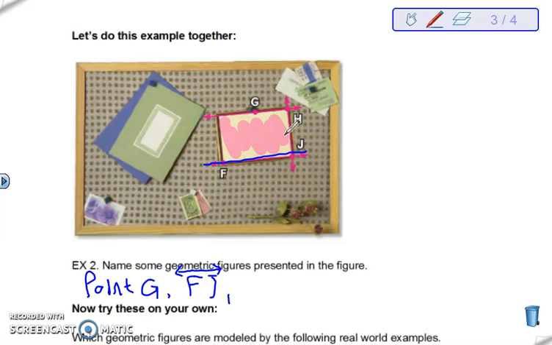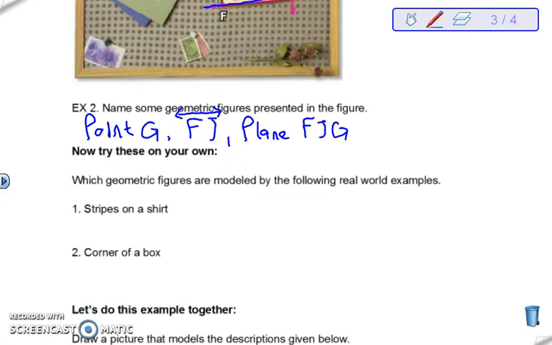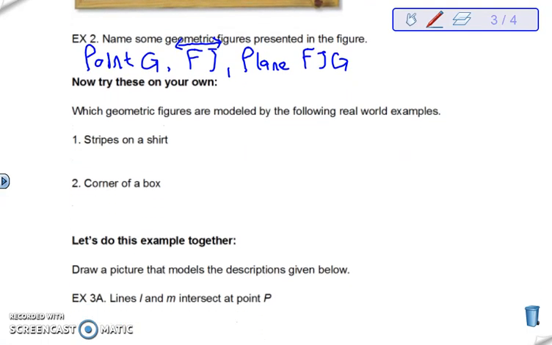And since we don't have a specific plane number, or letter, sorry, like we had in the last picture, what we want to do is use 3 points to list the plane. Right, so the plane, it has points F, it has J, and then it has G. I could have also used H. It doesn't really matter. As long as I pick 3 points that are in the plane, everything should be good. Alright, so again, a couple of examples for you to work.